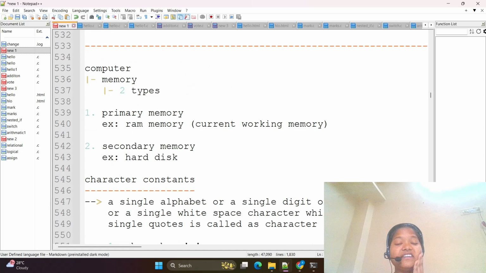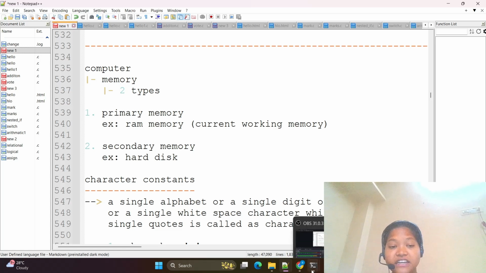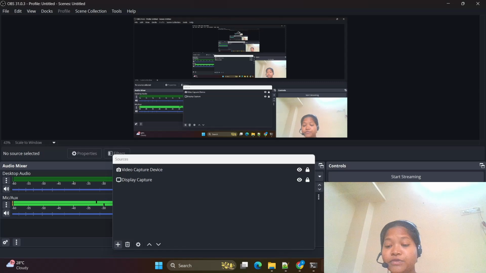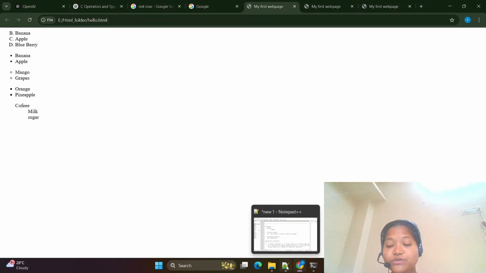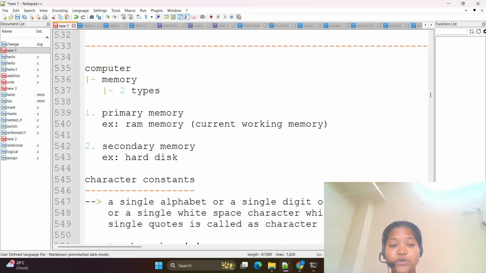Then see, computer memory is classified into two types. One is primary memory and the second one is secondary memory. Primary memory means whatever space we are currently using, that is called primary memory, the RAM memory. Secondary memory means the hard disk, where we are storing something for a long time or permanently.